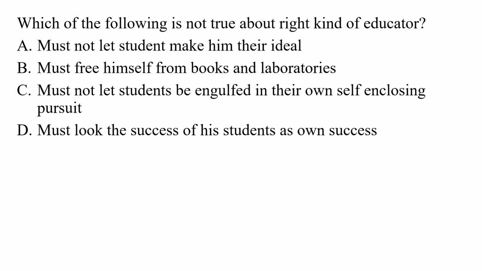Which of the following is not true about the right kind of educator? So in this question they ask you, which of the following is not true about the right kind of educator? The first option is must not let the student make him their ideal. Second one is must free himself from the books and the laboratories. Third one is must not let the student be engulfed in their own self-enclosing pursuit. And the last one is must look for the success of his student as his own success.